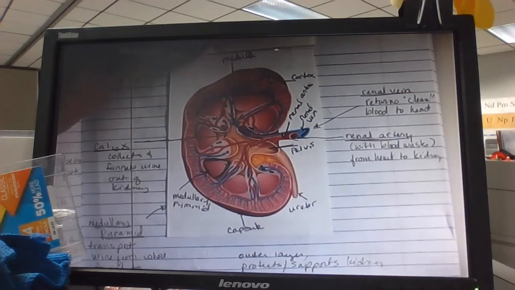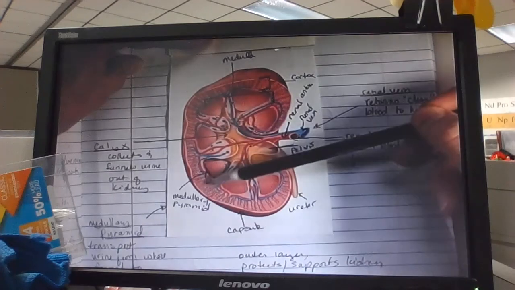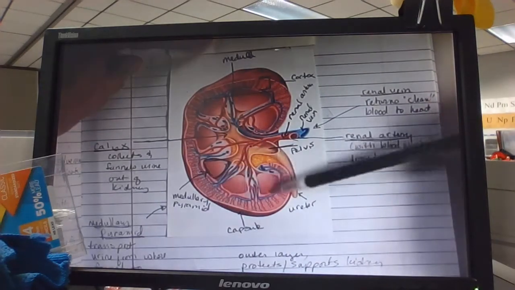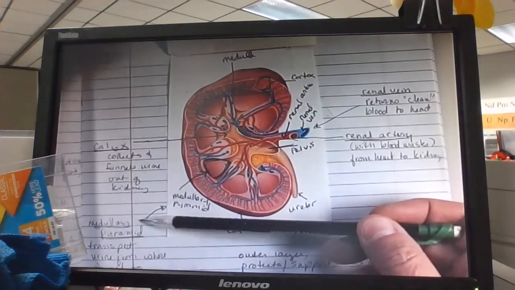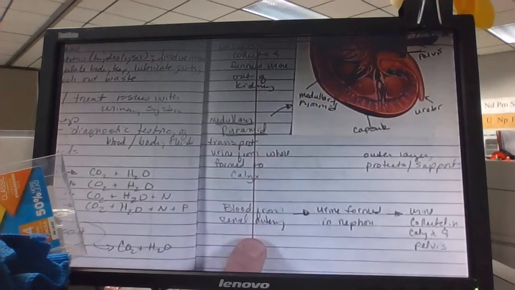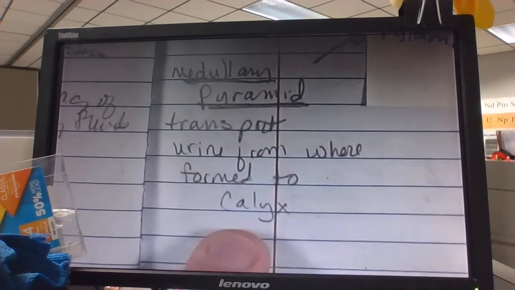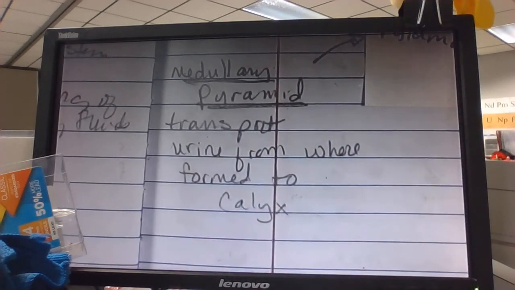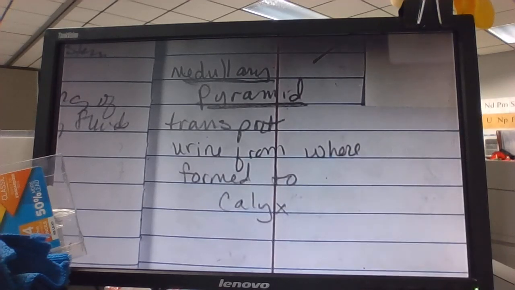Within the medulla, we have the medullary pyramids. They have these kind of triangle shapes here. So the medullary pyramid's job is to transport urine from where it's formed to the calyx. So as urine is formed, it transports that urine to the calyx.